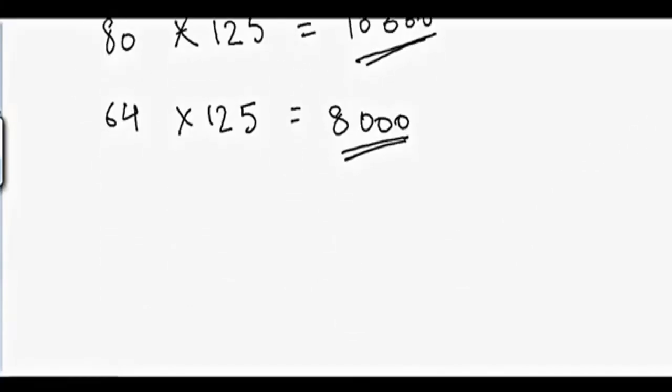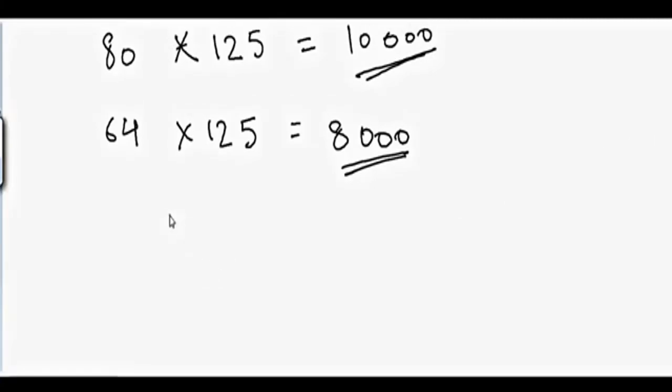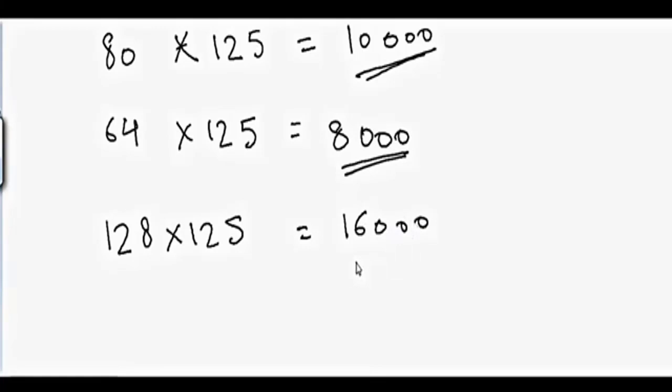And let's take another example, 128 by 125. In this case, we know that 128 divided by 8 is 16, and then we put 000 in the end. So that is our answer.